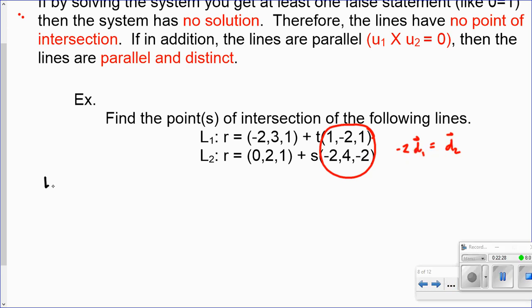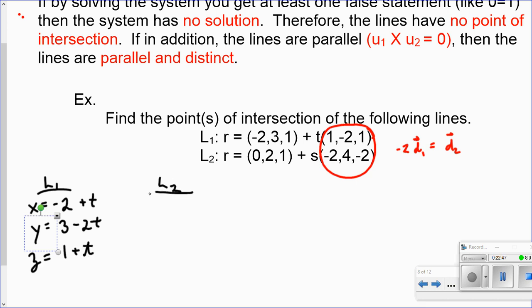So for line 1, I've got x equals -2 plus t. I've got y equals 3 minus 2t. And I've got z equals 1 plus t. For line 2, I've got x equals 0 minus 2s. I've got y equals 2 plus 4s. And I've got z equals 1 minus 2s.